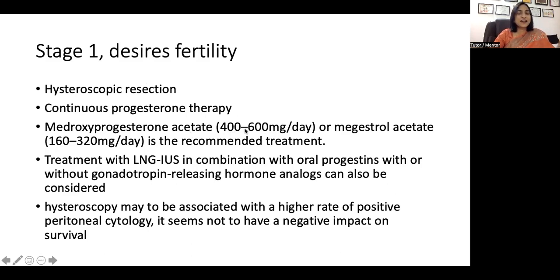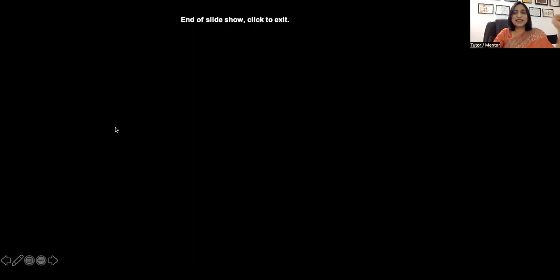Now, mind you, we give 10 mg per day to 30 mg per day maximum for abnormal uterine bleeding. Here, you're giving multiples of that dose, 10 times higher or even 20 times higher dose. Or megestrol acetate 160 to 320. LNG-IUS, intrauterine device, can also be inserted after hysteroscopic resection. Some people say that if you do hysteroscopy, you push in a lot of saline under pressure, you can cause positive peritoneal cytology. But mind you, if you see the staging, peritoneal cytology does not upstage the tumor. Also, it doesn't affect the survival or the prognosis. So hysteroscopy may be done in these cases. That's all on the short revision of endometrial cancers, dear students.